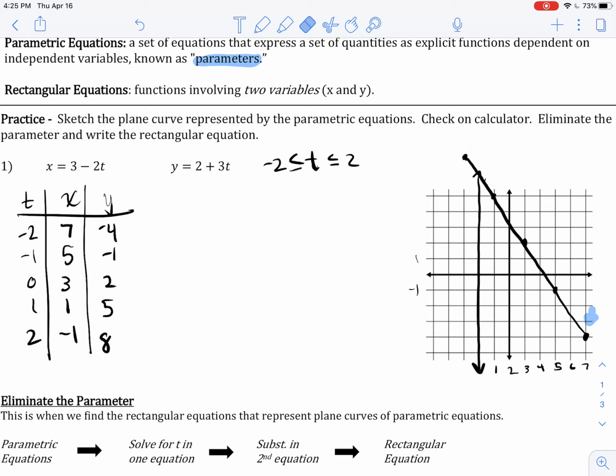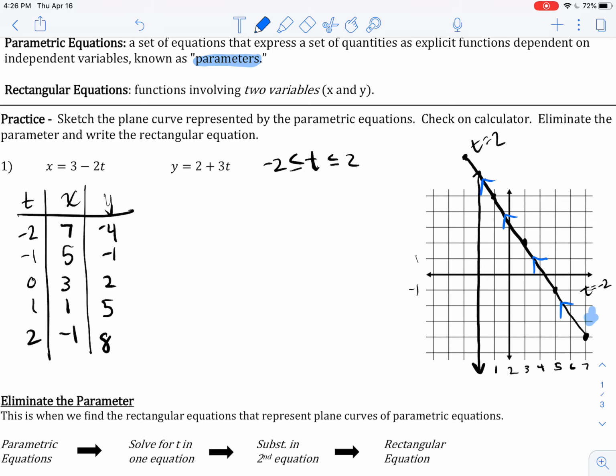Well, hopefully you saw that our graph started down here at 7, -4, because that's when t was equal to -2. And up here was when t was equal to +2. So as t increases, we are moving in this direction. So here are our direction arrows to indicate the direction in which our plane curve is moving. So that's how we would sketch that plane curve.